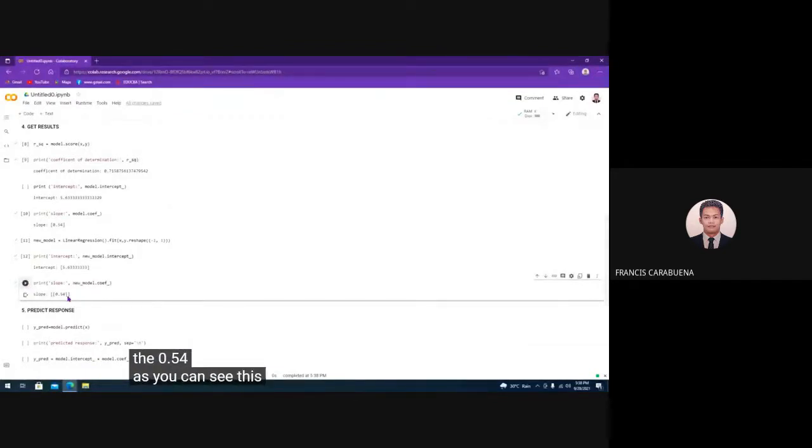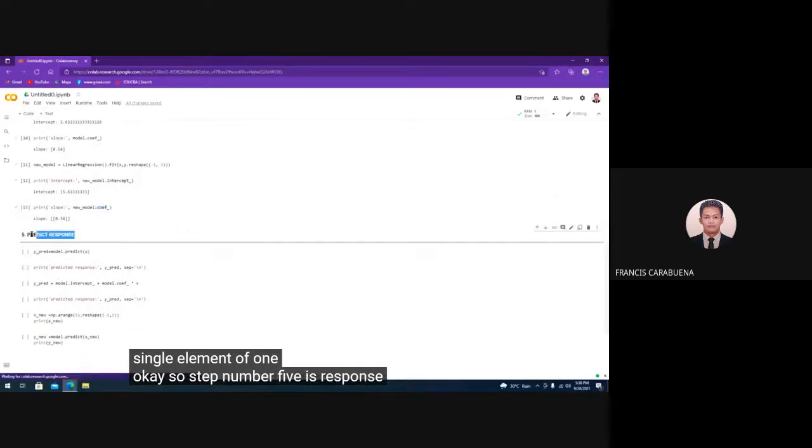As you can see, this example is very similar to the previous one. But in this case, .intercept_ is a one-dimensional array with a single element b0, and .coef_ here is a two-dimensional array with a single element b1. Okay, so step number 5 is the response.